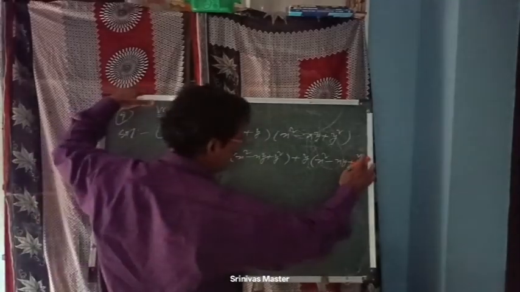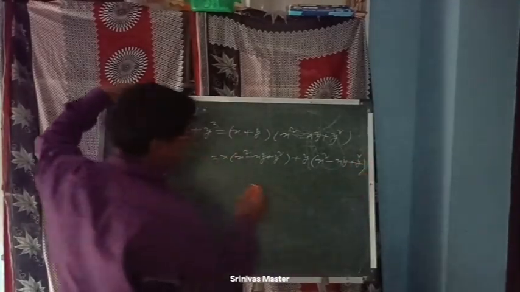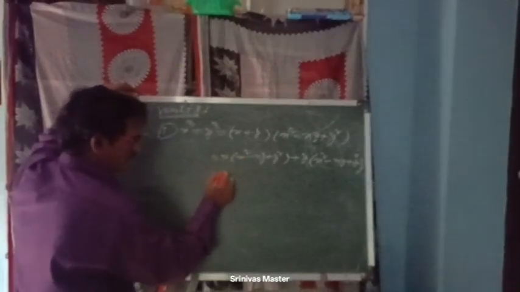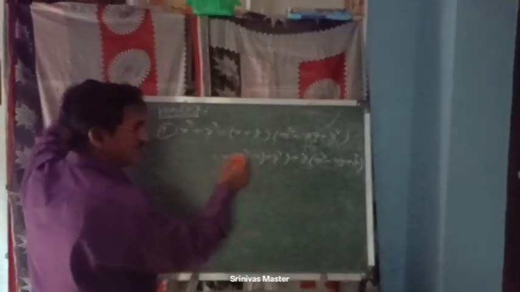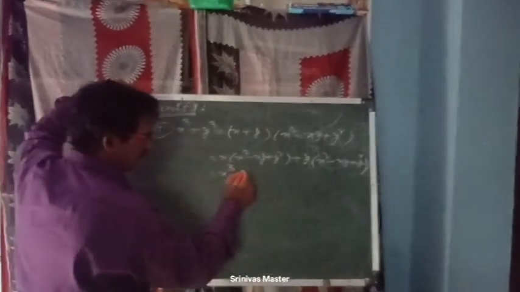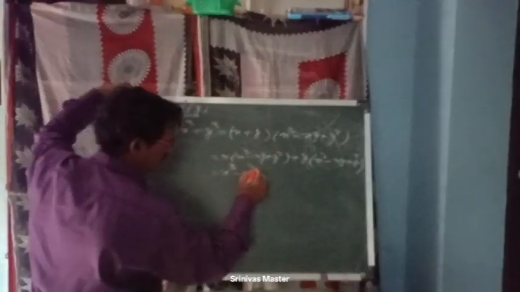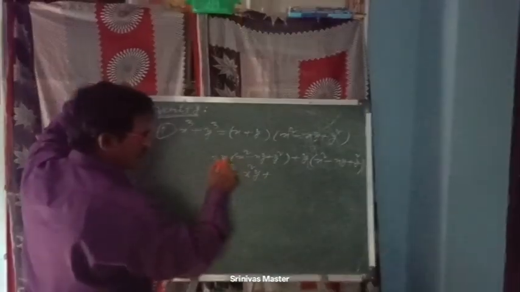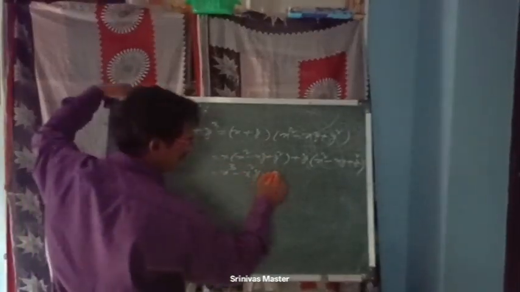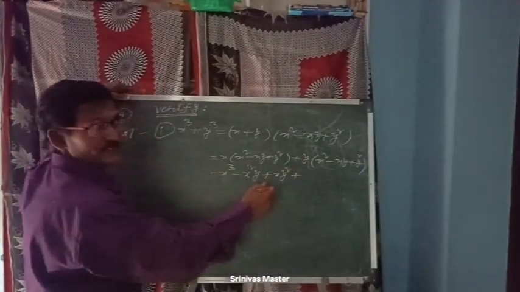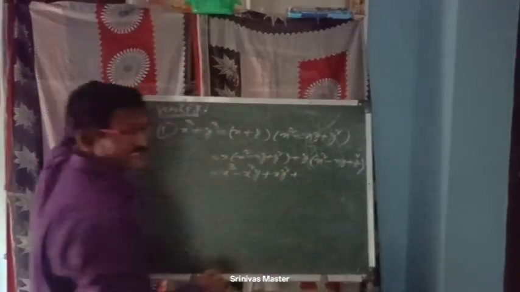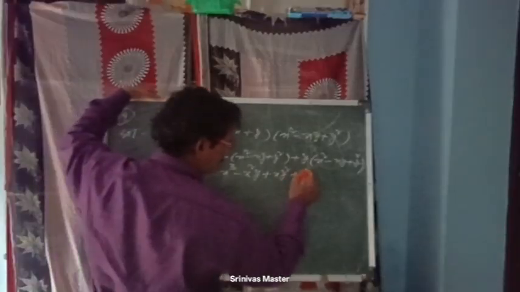Now open this bracket, children, by multiplication. General multiplication. You know that x into x square, x into x square how much? x cube. Minus x into xy, x into x how much? x square. That means minus x square y. Plus x into y square, xy square, plus this one y into x square or x square y. Both will be same, children.